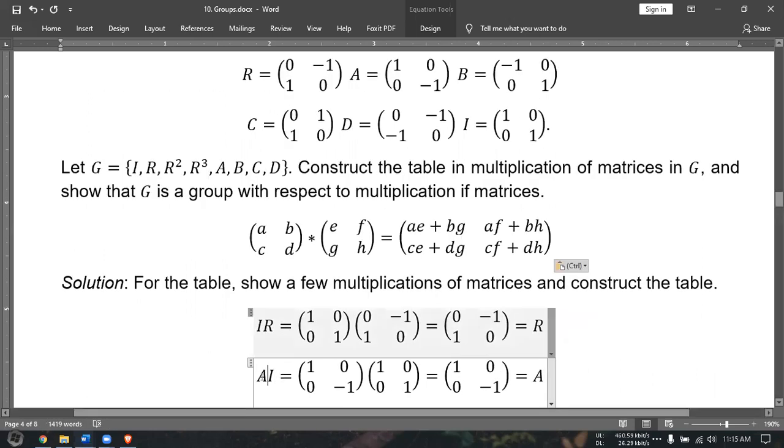This time, let's try to operate I with other matrices. Let's say A. So A times I would give us A. So meaning, na-verify na natin. You can try again, this time using other matrices, BI, CI, DI, or II. And makita nyo na when you operate any of our elements with I, the result is always the same element.